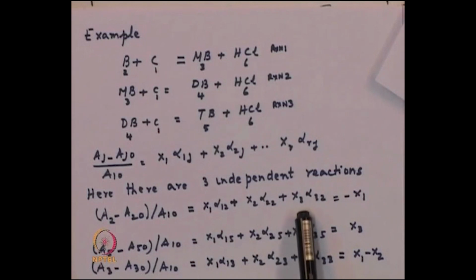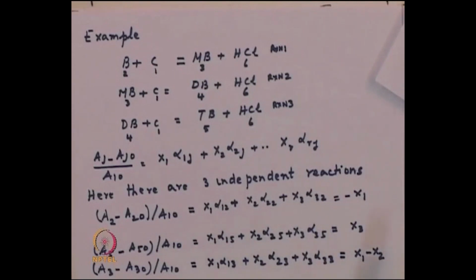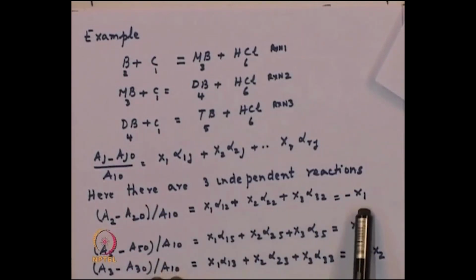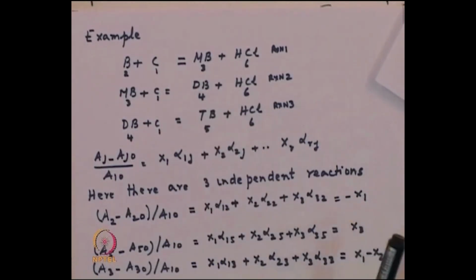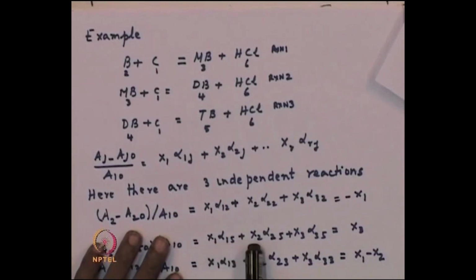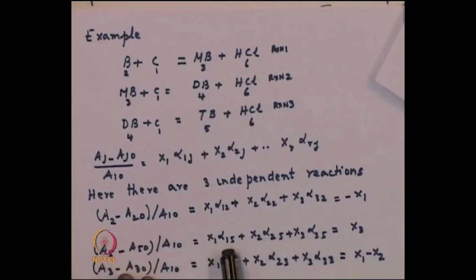Now, alpha 3 2 times x3, what is x3? It is not mentioned here. So, what is the value of component 2 in reaction 3? 0. So, therefore, it is minus x1. Similarly, you can do this for component 5, and for all the components. I have just taken only 3 components because it is convenient. So, if you have A5 minus A50 divided by A10, what is it? x1 alpha 1 5, x2 alpha 2 5, x3 alpha 3 5. What is alpha 1 5? 0. Alpha 2 5? 0. Alpha 3 5? Plus 1.